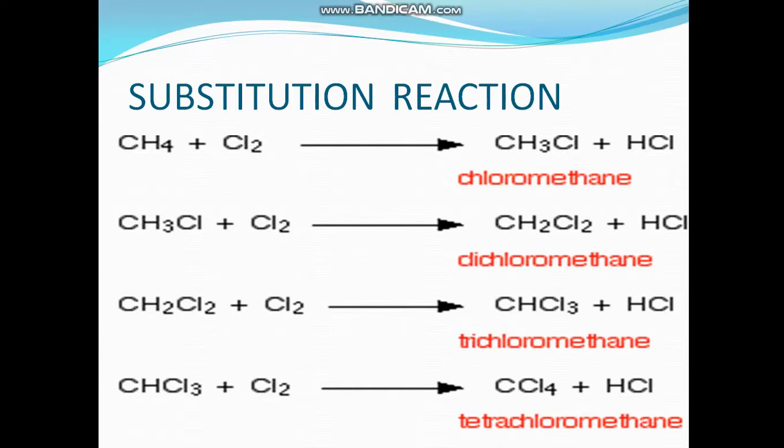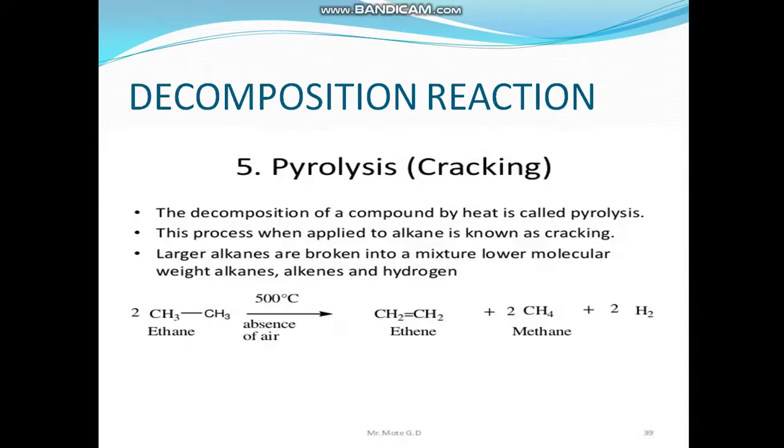Now the product formed, chloromethane, further reacts with chlorine, substituting one more hydrogen atom and producing dichloromethane. This further produces trichloromethane and finally tetrachloromethane. Trichloromethane is also called chloroform, which shows an anesthetic effect. The substitution products can be separated by fractional distillation because of the appreciable differences in their respective boiling points.